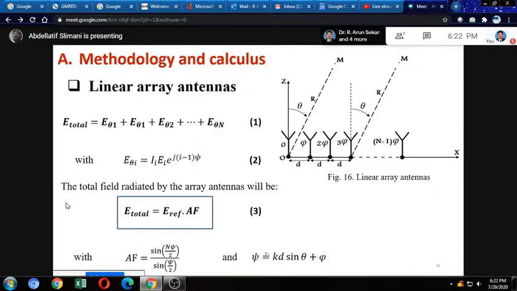So ψ: θ is the angle between the z-axis and the point in the far field, and φ is the phase shift between two successive elements. For example, between the first antenna and the second we have a phase shift, and between the second and the third we have a constant phase shift. So the total field depends on the array factor, and the array factor depends on the inter-element distance and the phase shifts. k is a constant, and θ, the angle between the point in the far field and the z-axis, is also constant.